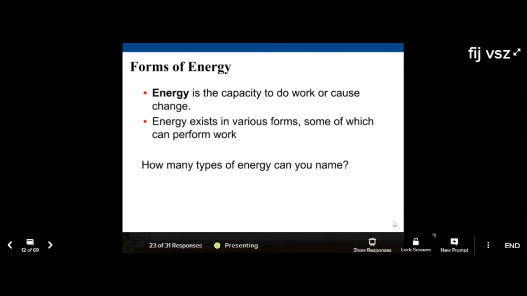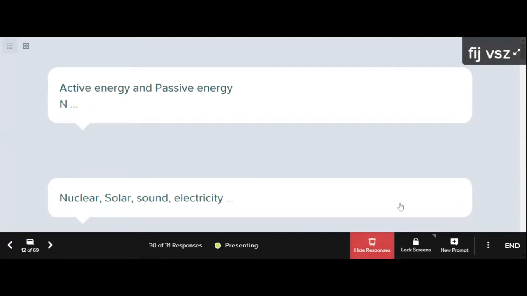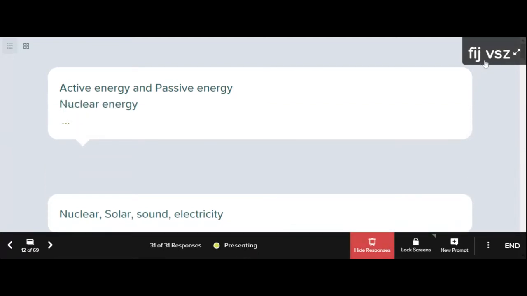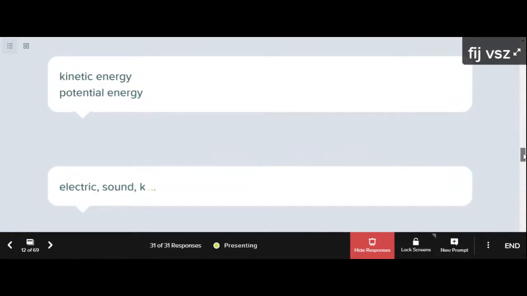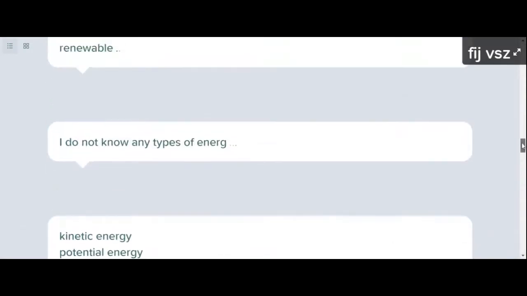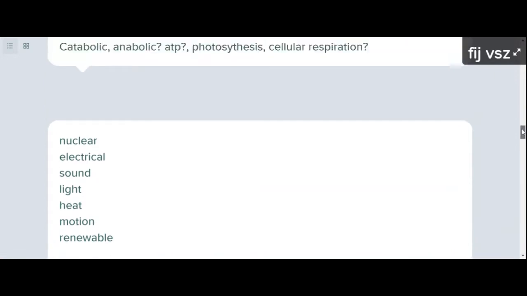All right, good. I think this is for what, 7th grade, 8th grade, probably? Good, active, passive. Active and passive aren't really forms of energy. Electric, kinetic, and potential. That's good. All right, so we're learning it. Got a lot of examples here, okay? Motion, renewable, kinetic, potential, okay.